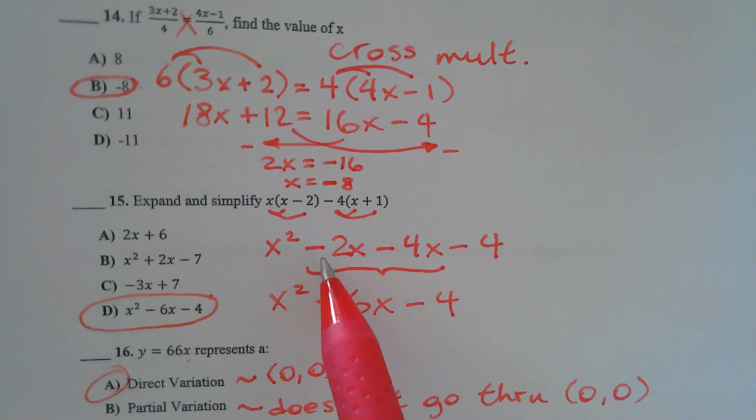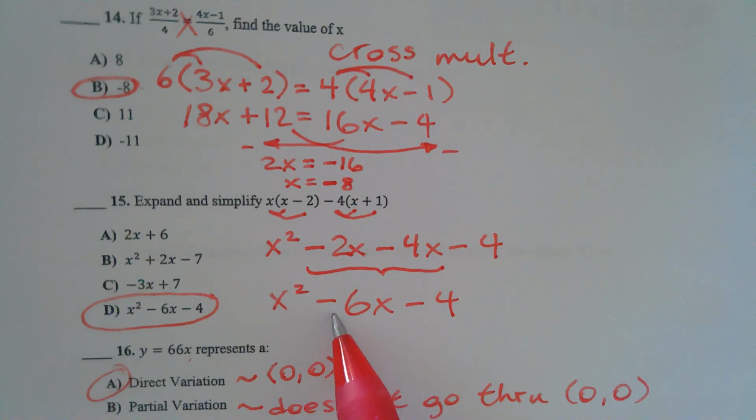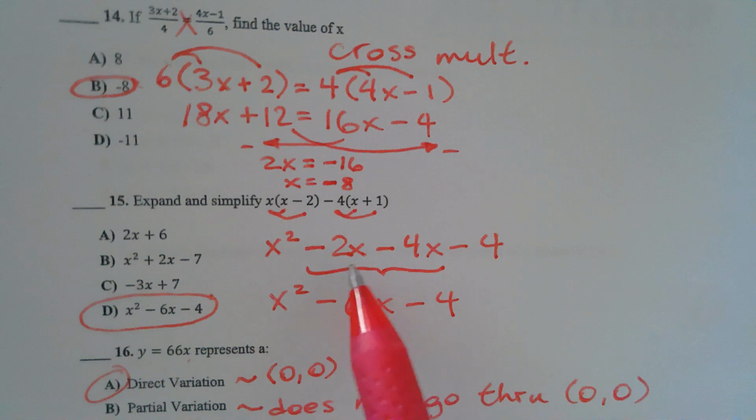I get this question a lot. Miss, isn't 2 negatives a positive? Isn't it plus 6x? Why not? Because I'm subtracting, I'm not multiplying. So 2 negatives make a positive only when you're multiplying or dividing.